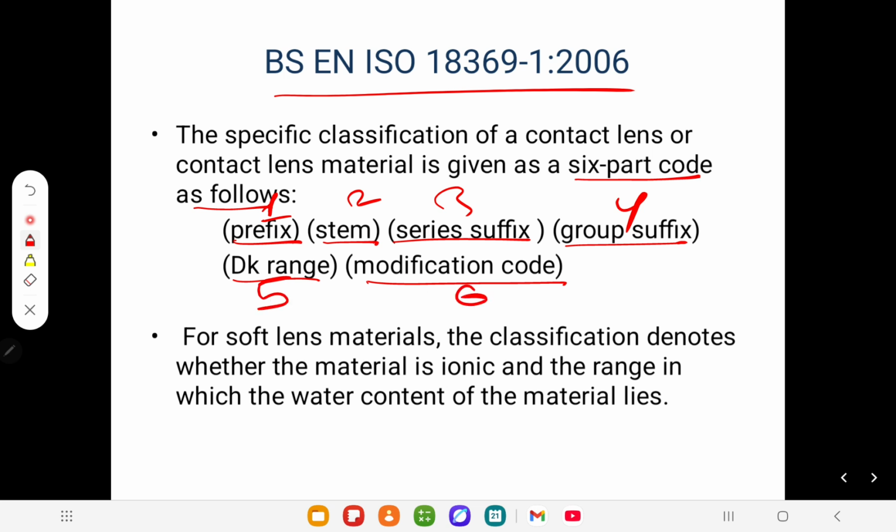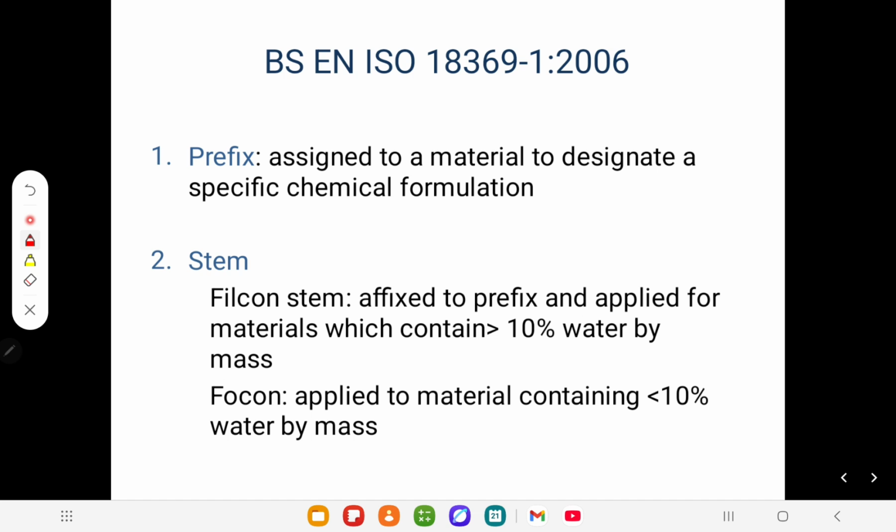For soft contact lens material, the classification denotes whether the material is ionic and the range in which the water content of the material lies. So these are the important things. Let's move on. Prefix. What do you mean by prefix? It's assigned to the material to designate the specific chemical formula. Stem is filcon or focon. It's very important, just remember this point. Filcon means like comfilcon, omafilcon, hefilcon. There are a lot of filcons.